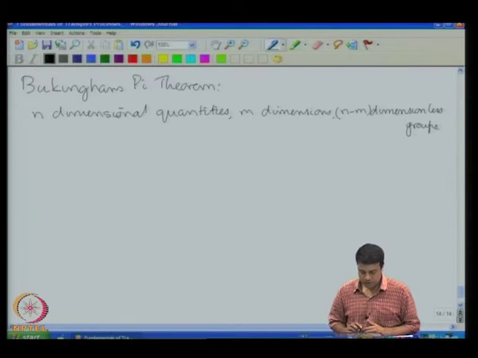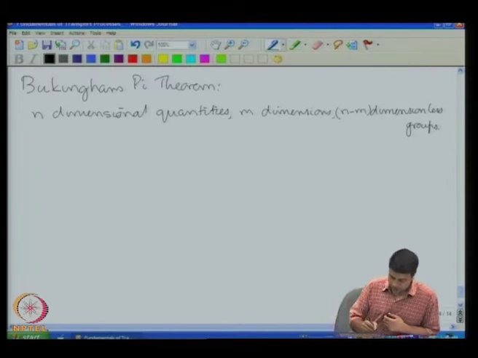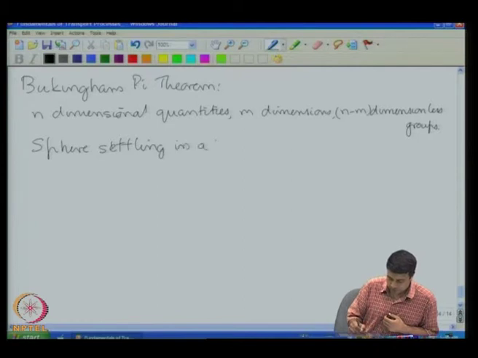Let us consider a concrete example. A sphere settling in a fluid.